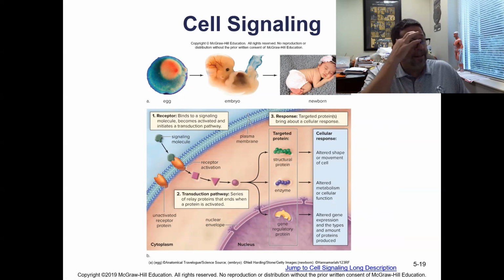So all those are ways that some of this works, and this is how the human egg develops into the embryo, into the newborn, by triggering cells to turn on different genes. That's pretty cool.